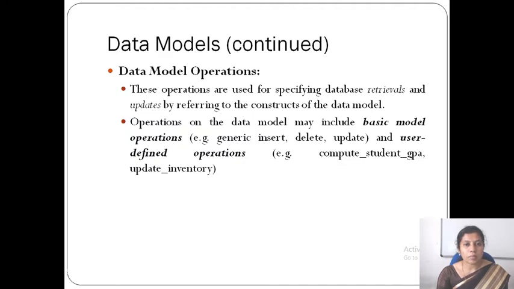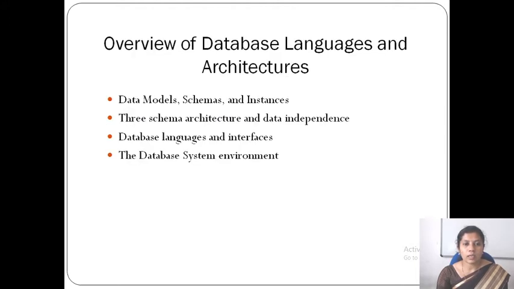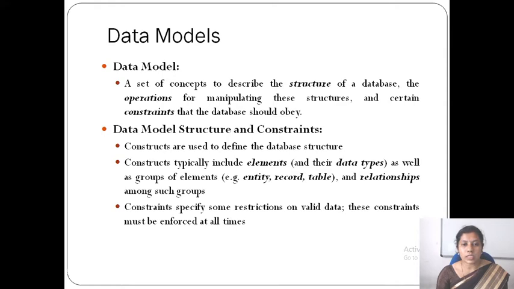So what is the data model then? Here we have a set of concepts to describe the structure of a database. As I said, the different properties and the data types you have to define, and then the operations which you are performing on these structures, and then certain constraints on the database. Whenever you execute the manipulation function, it must check the constraints. Okay, it should run according to the constraints.